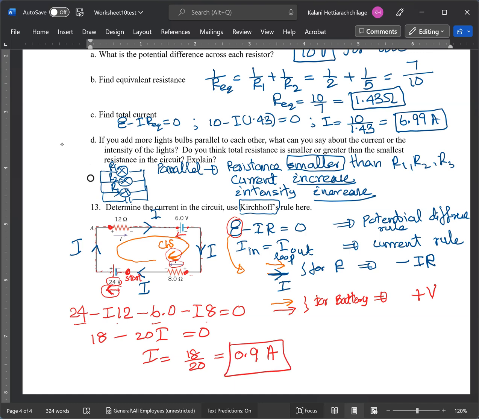Okay, so review number 13 one more time yourself, and go back to the lecture part if you need more help. That's it for worksheet number 10.